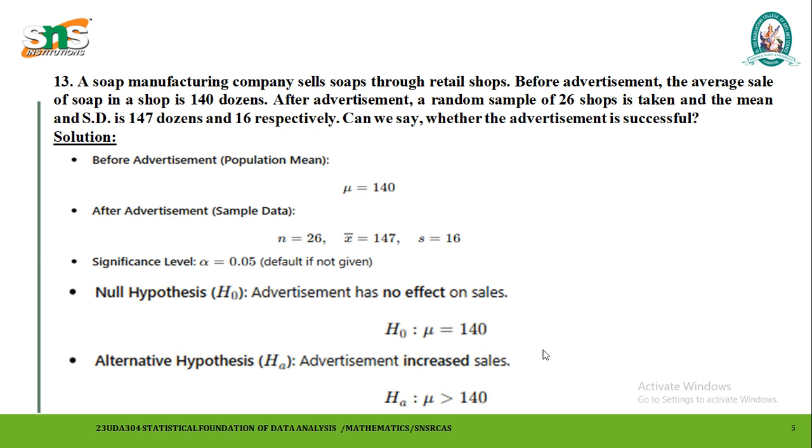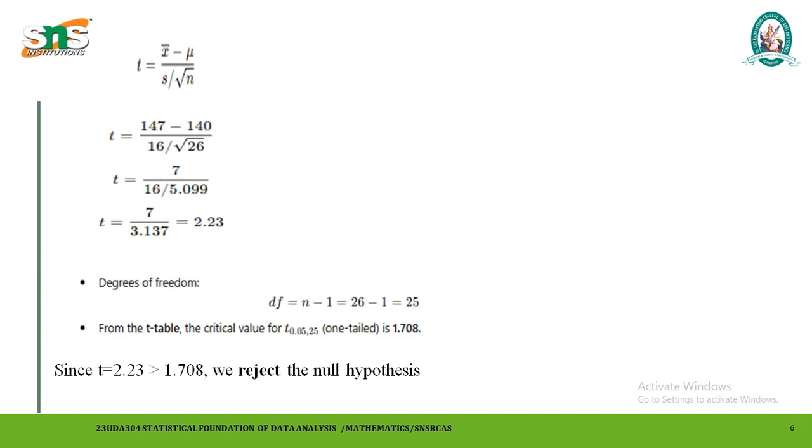Now we are going to find the t value. The formula for the t value is equal to x bar minus mu divided by s by root n. Substitute all the values which are given in the question. After substitution we obtain a value of t equal to 2.23. Next we are going to find the degrees of freedom. The degrees of freedom is equal to n minus 1, so by simplifying we get degrees of freedom as 25.